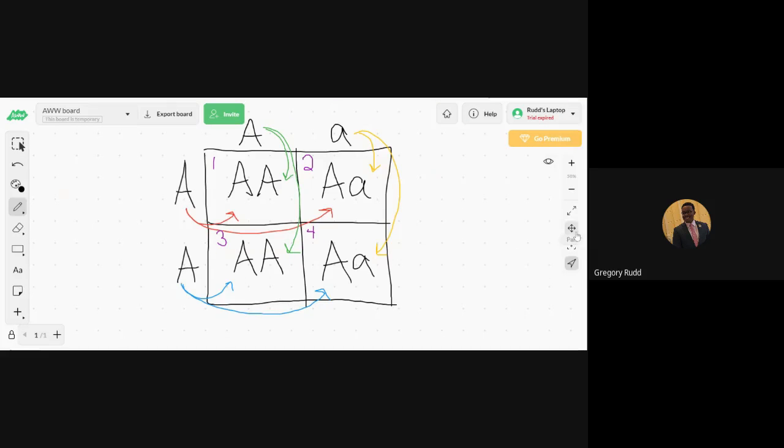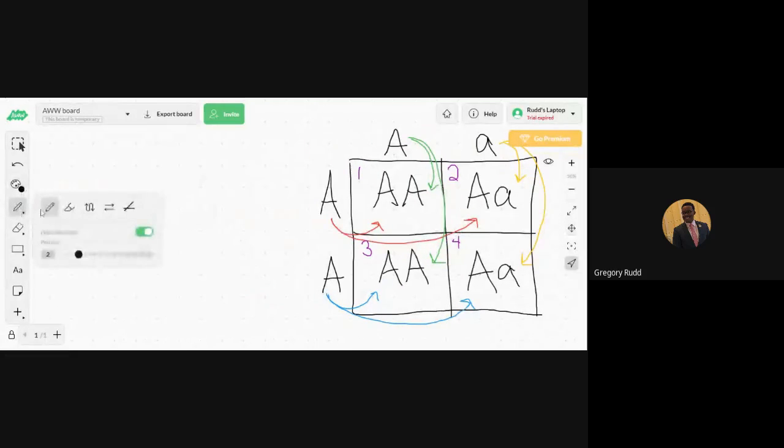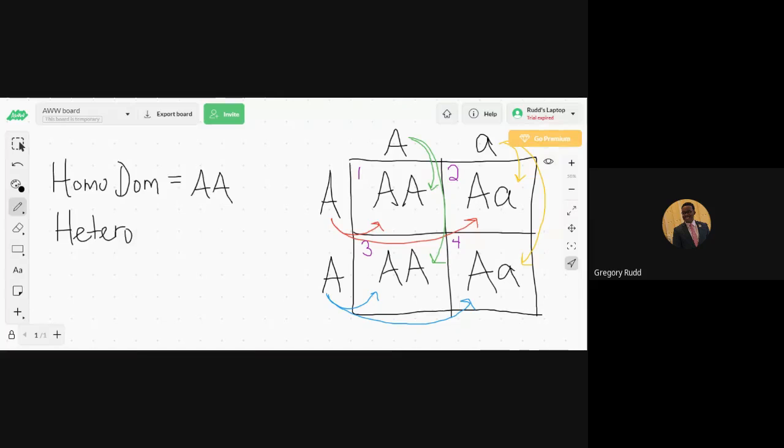So let's just keep in mind something here. Homozygous dominant equals AA. Heterozygous equals Aa. Homozygous recessive equals aa.